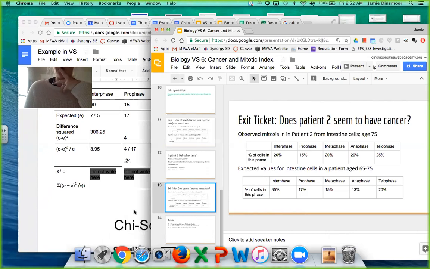Okay, so thank you guys for sitting through some math. I know for some of you that was probably painful. Hopefully, though, you're seeing the connection here between using math to help us identify things in science. If you were a doctor, this would give you a really good idea about whether that person has cancer or not.